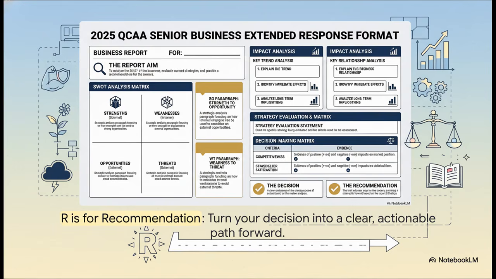So you've filled out your matrix, you've weighed the pros and cons, and now you make a decision. That leads us to the very last letter, R, for recommendation. And listen, this is not just a summary of what you've already said. This is you giving clear, direct advice to the business owner. Based on my analysis, you should do this. It has to flow logically from all the work you've just shown.